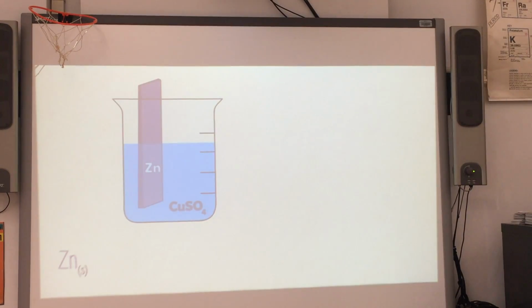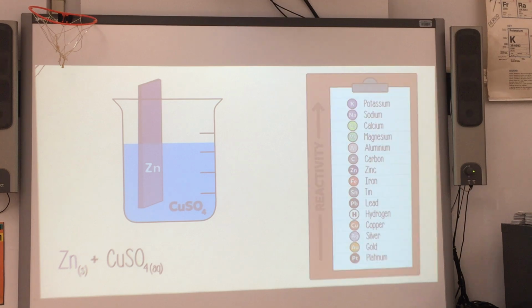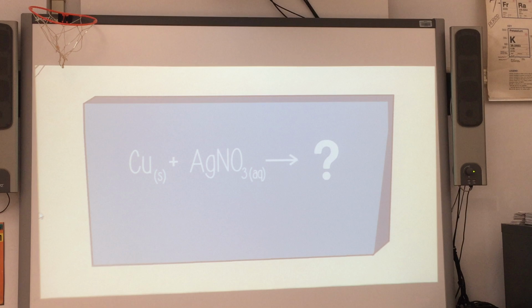When we add a strip of zinc to an aqueous solution of copper 2 sulfate, we can see from the reactivity series that zinc is more reactive than copper and can therefore displace copper in copper 2 sulfate. We can see this happening over time. The bright blue copper 2 sulfate solution gradually turns into colorless zinc sulfate, and copper metal begins to deposit on the zinc strip. Can you predict the products from this single displacement reaction? Pause the lesson and continue when ready.